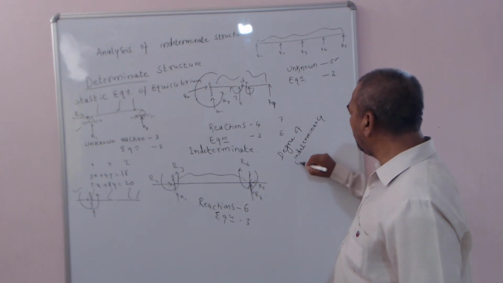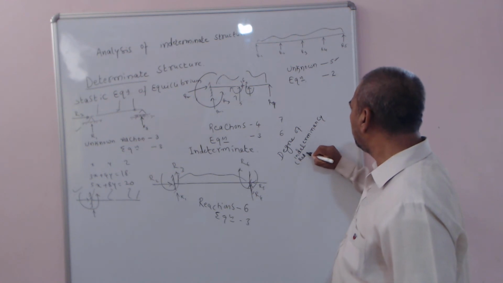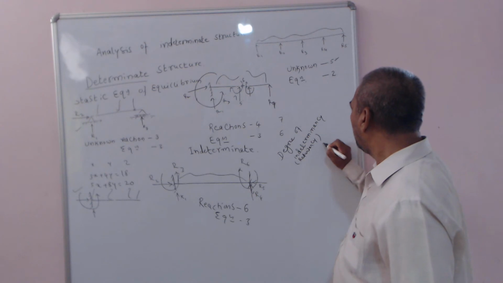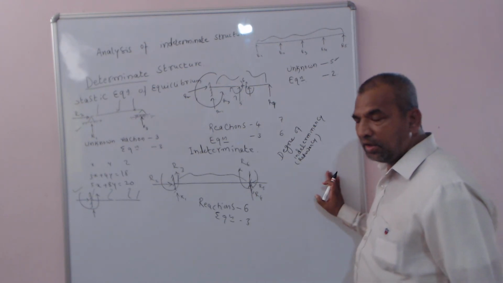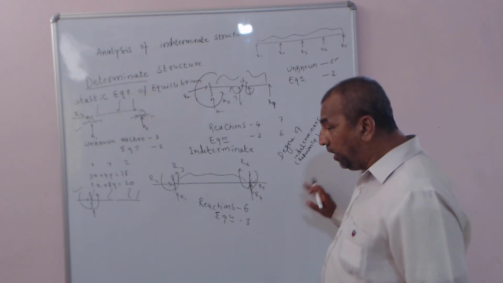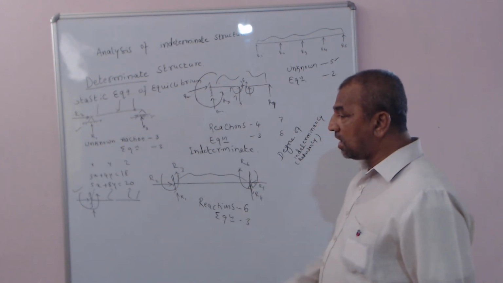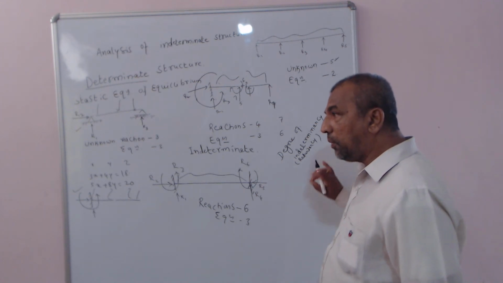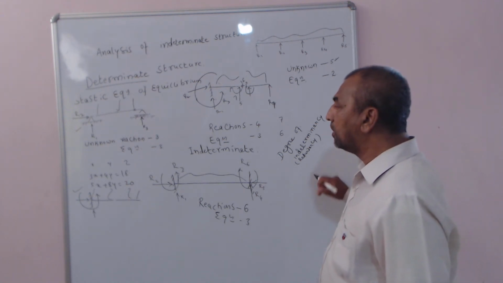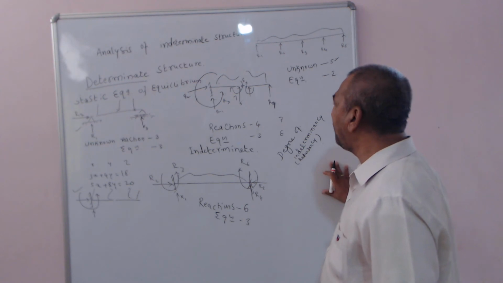One more is degree of redundancy. How is it defined? How many extra unknowns are there compared with the equations of equilibrium? That is called the degree of redundancy.